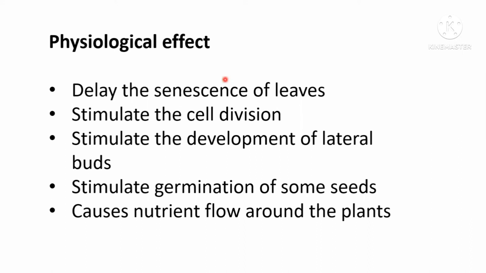But this is true for all cytokinins. The other thing is to stimulate the development of lateral buds. When it comes to auxins, the auxin causes apical dominance because it prevents the growing of the lateral buds. But cytokinin stimulates the development of these lateral buds. Therefore, branching will happen.